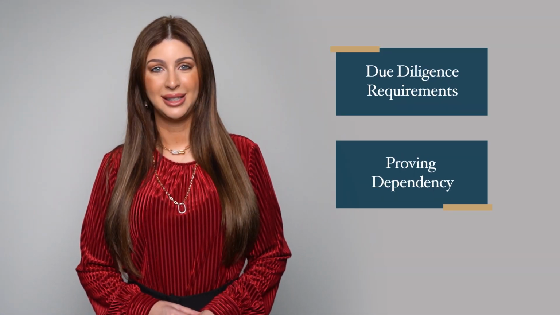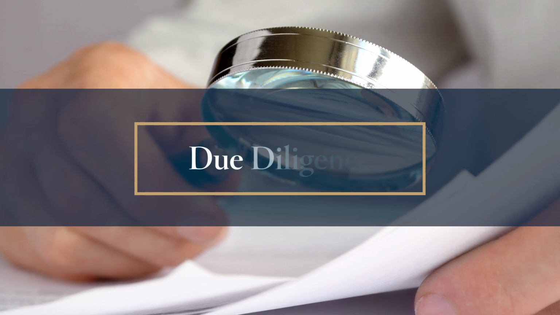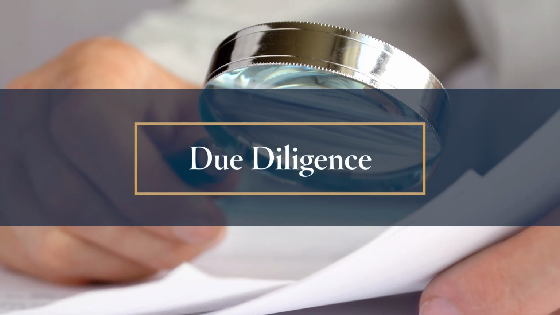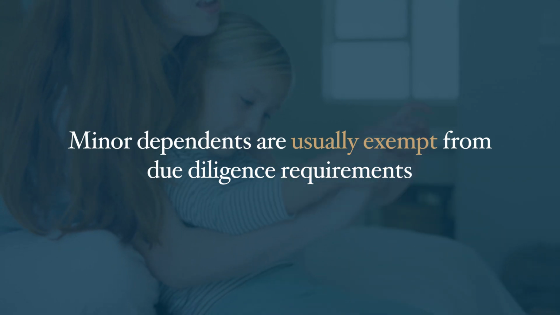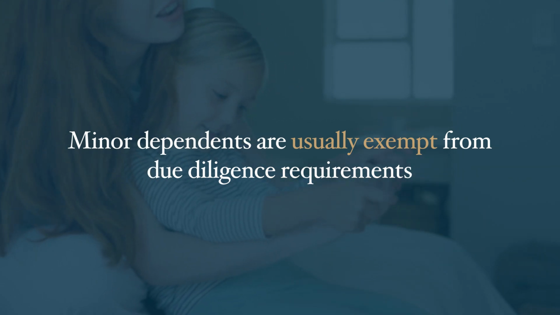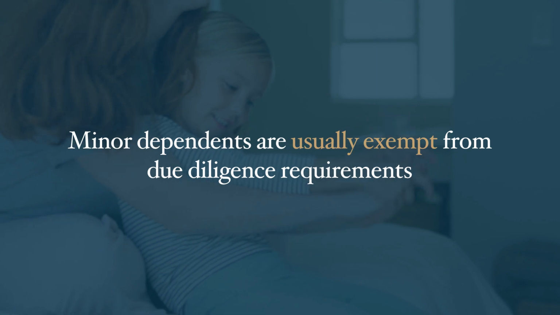In terms of due diligence, a citizenship or residency by investment program will typically require adult dependents to undergo the due diligence process, which includes background checks and submitting police clearances. Minor dependents are usually exempt from due diligence requirements unless there are political sanctions or other extraordinary restraints when applying.